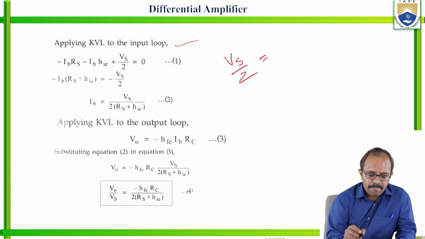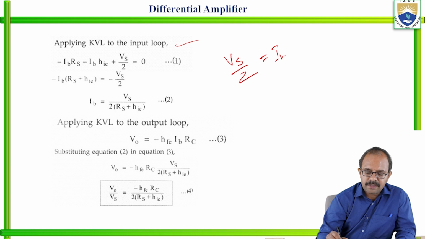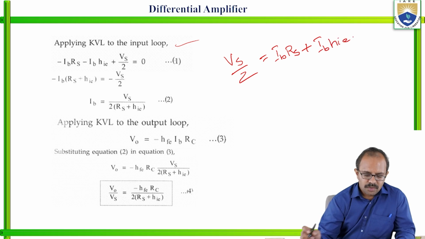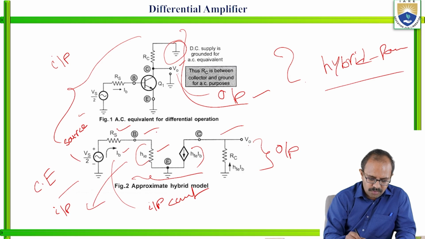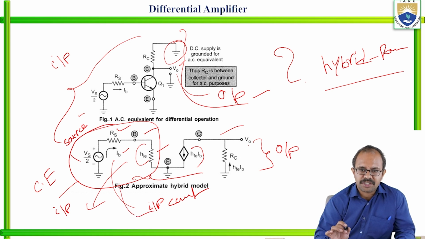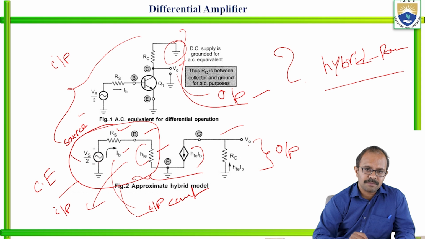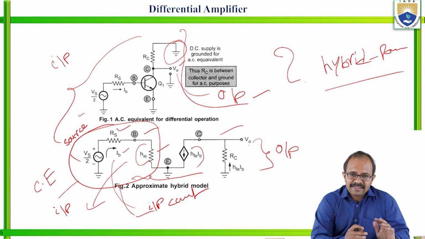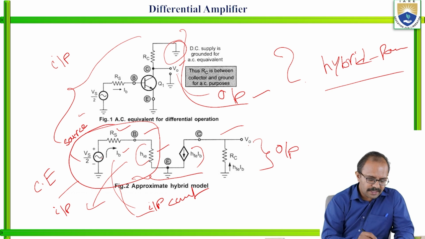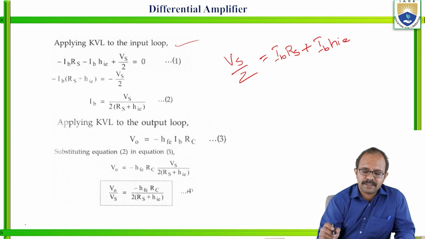Now let us see the expression. Vs by 2 is equal to IB into RS plus IB into HIE. Is there any other parameter present in the circuit? If you observe, this is only the input section. I am asking you to consider only the input section, applying KVL to the input section only. We have only one source voltage, that is AC in nature, which is Vs by 2. It is divided among the two resistors, RS as well as HIE. The current flowing here is IB.